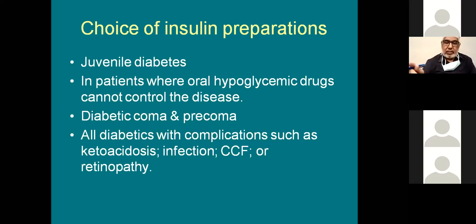All diabetics with complications such as ketoacidosis, infection, congestive cardiac failure or retinopathy need to be administered insulin. So, juvenile diabetes, patients where oral hypoglycemic drugs cannot control the disease, diabetic coma and precoma, and all diabetics with complications such as ketoacidosis, infection, congestive cardiac failure, or retinopathy.